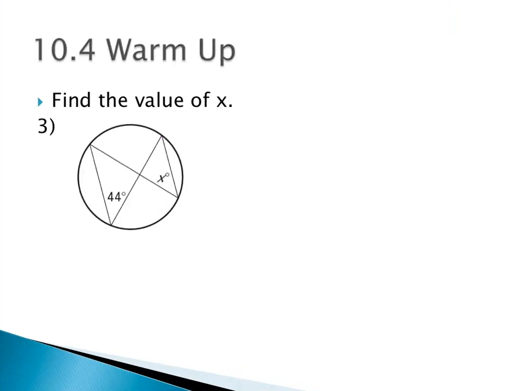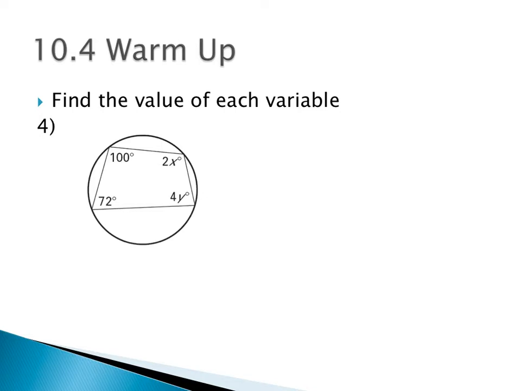Number three says to find the value of x. So this one's 44, which intercepts this arc, right? And they both intercept the same arc. Good. X also intercepts that same arc, so x would be 44. If you couldn't catch it, then you can double the 44, get that this is 88, and then cut it in half again, and you still get that it's 44. So hopefully the first way is easier because it's faster, but you can also get to it the second way.